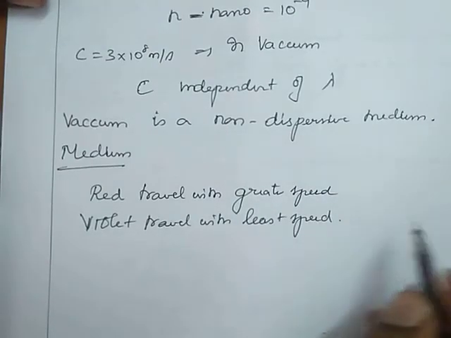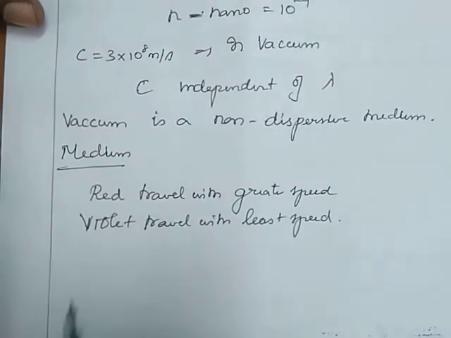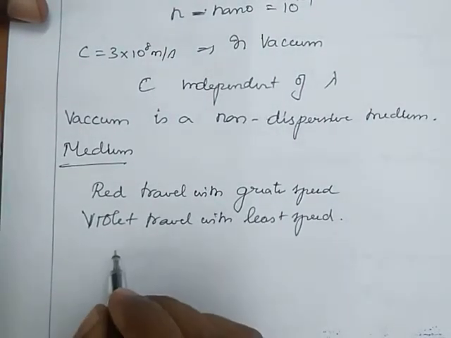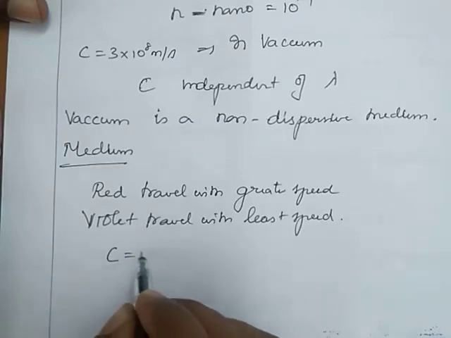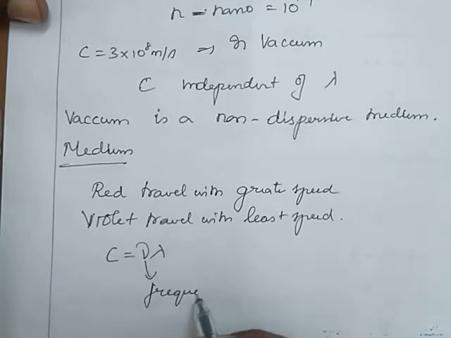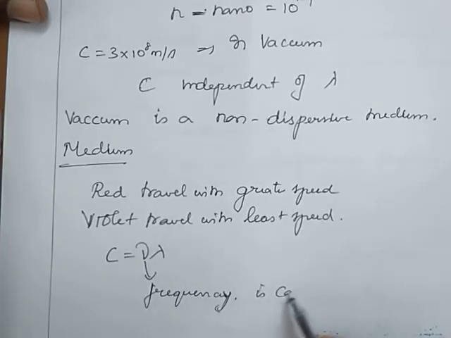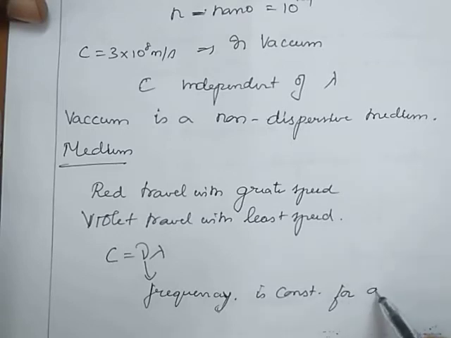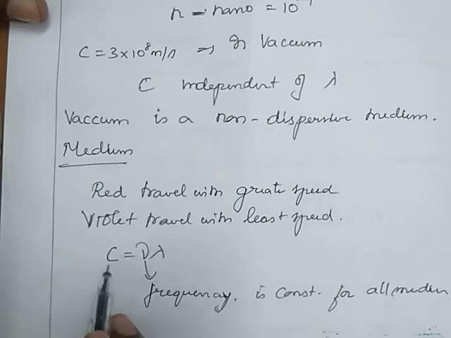This is because we know the expression connecting wavelength, frequency and velocity. Velocity of light in vacuum c is equal to nu into lambda. Here lambda is the wavelength and nu is the frequency. We have to know one important thing: the frequency of the light is constant for any medium. Then the velocity of the light depends on wavelength.